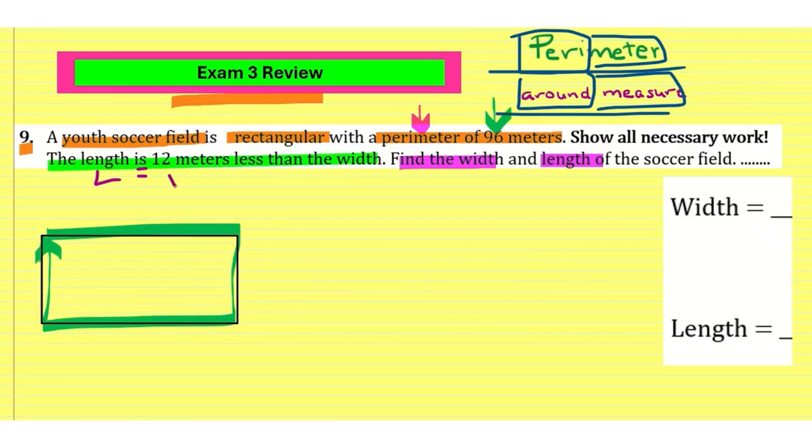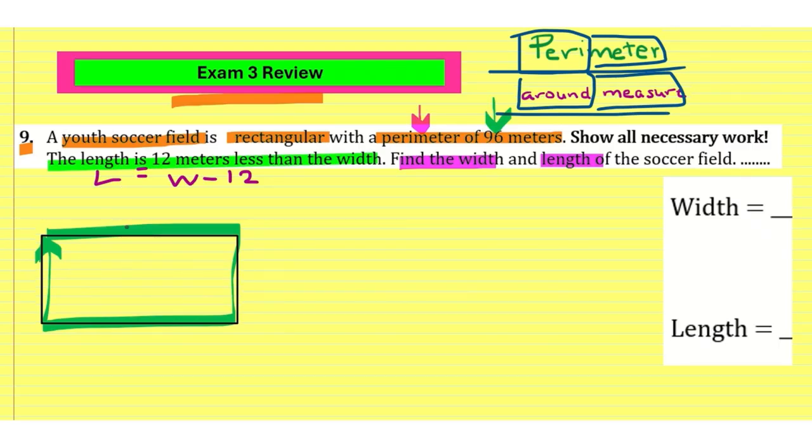We're going to say the W, the width, and the length is 12 meters less. Well, what does 12 meters less mean? Does less mean add or subtract? It means to subtract. So 12 meters less means minus 12. So we now have an expression that tells us what the length is equal to.